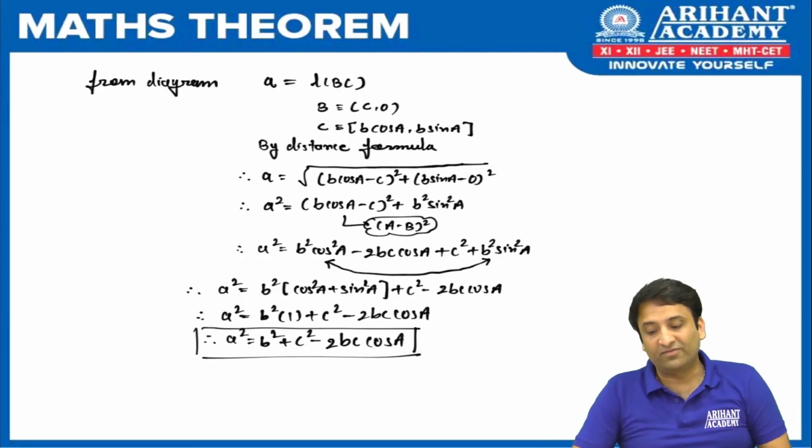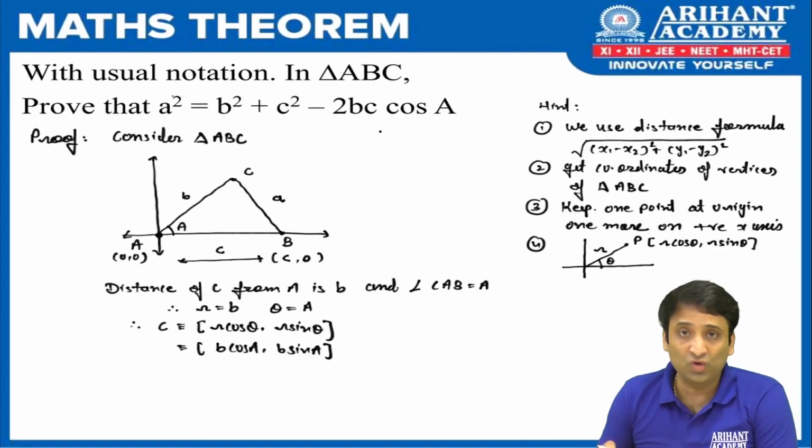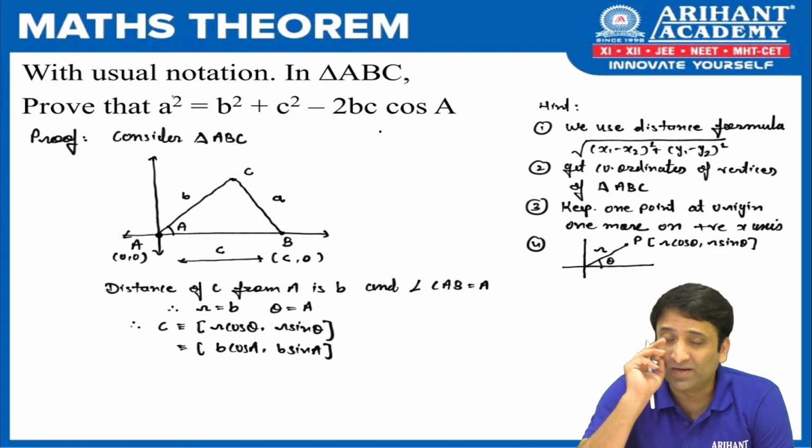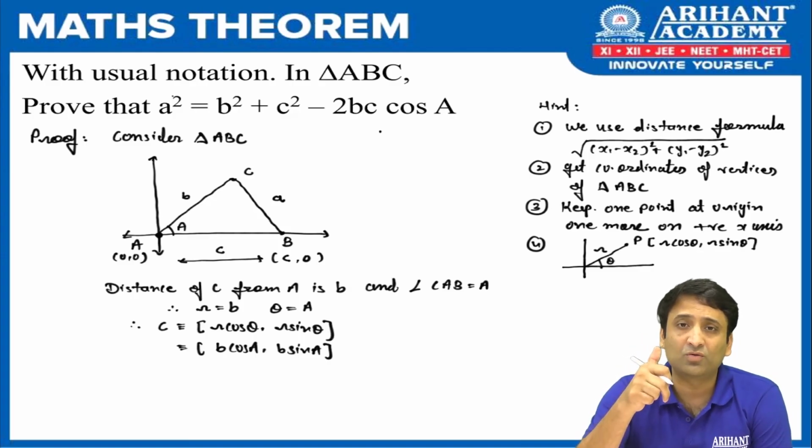This is what we want in the final answer. Okay? So it's a very simple proof. Again, if you know how to prove it, what are the key steps in this? I had better say hints. So what is the first thing to remember for the cosine rule? Distance formula. Number 2 is what?